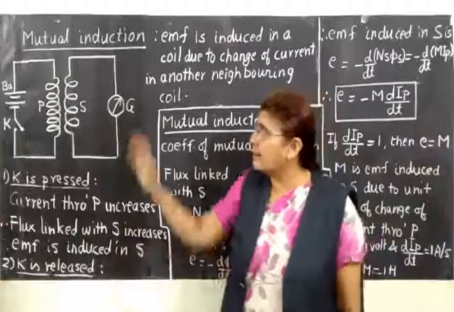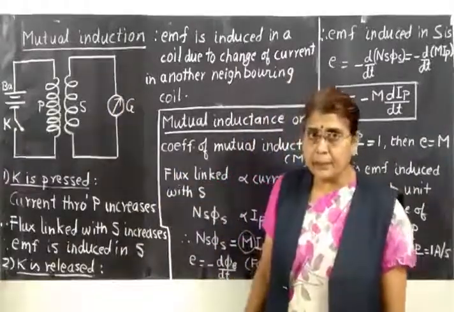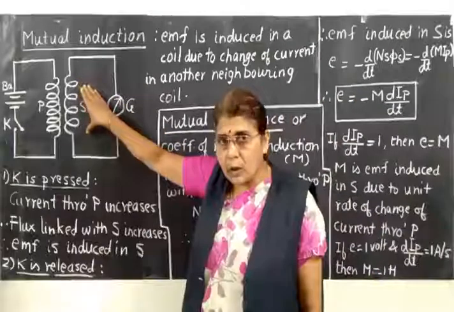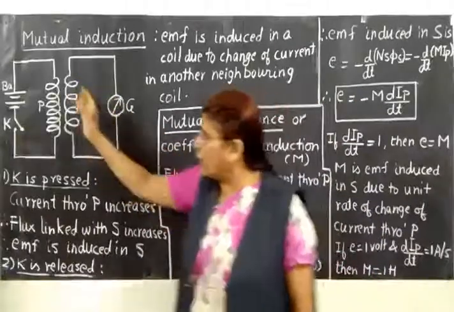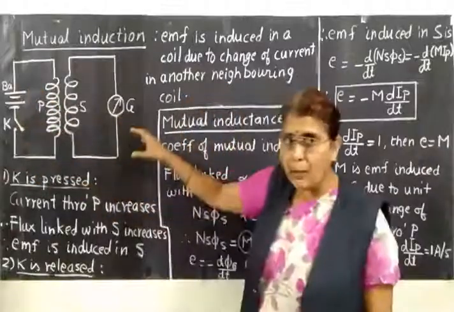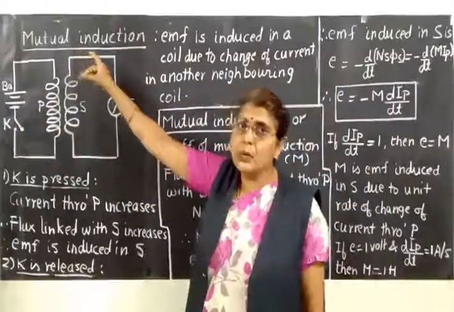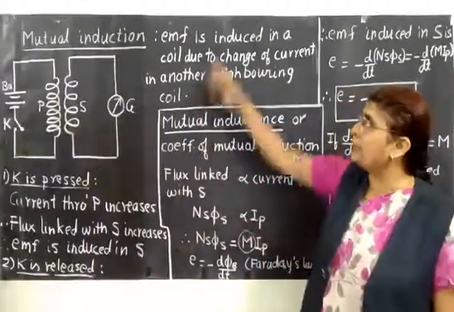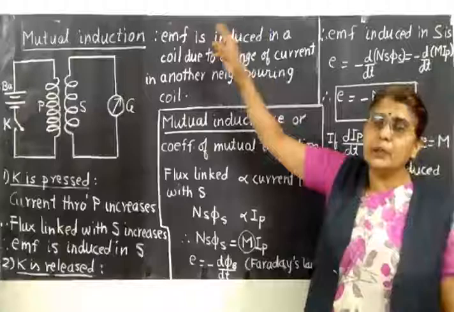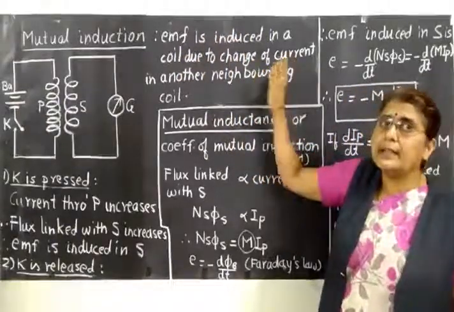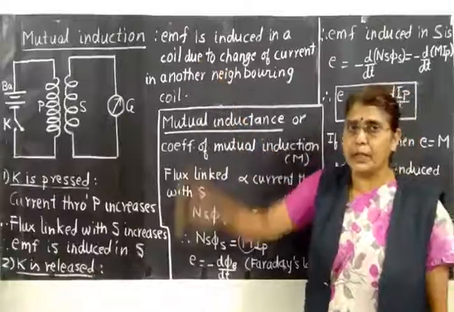Therefore, what do you understand by this experiment? So what happens here is EMF is induced in a coil due to change of current in another neighboring coil. So this phenomenon we call mutual induction. How do you put it in words? It is a phenomenon in which an EMF is induced in a coil due to change of current in another neighboring coil. This is mutual induction.